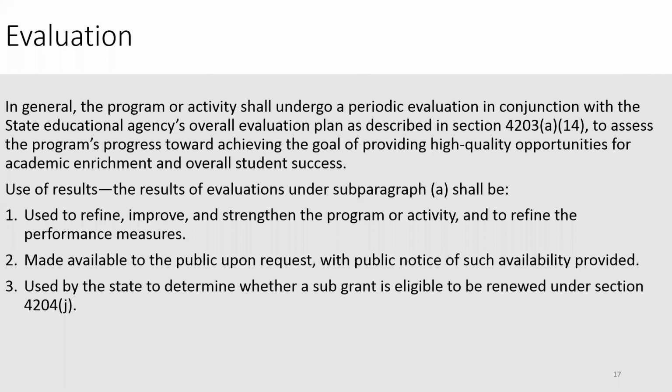Although the definition says periodic evaluation, here in Washington State, we do require an annual evaluation from each program. And it says that the evaluation results are used to refine, improve, and strengthen the program, and to refine the performance measures, made available to the public upon request with public notice of such availability, and also used by us to determine whether a subgrant is eligible to be renewed for another year.